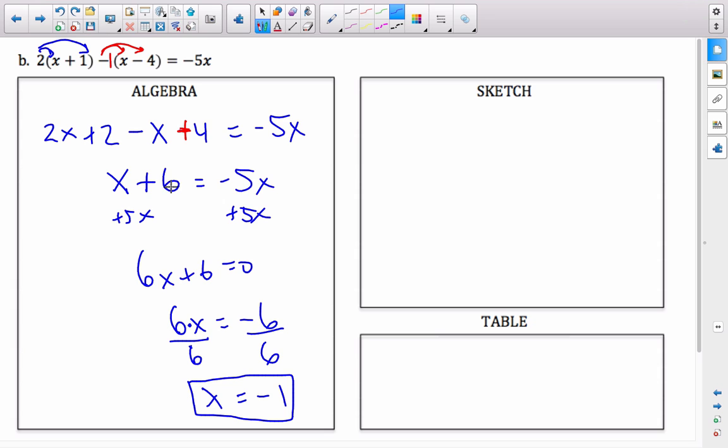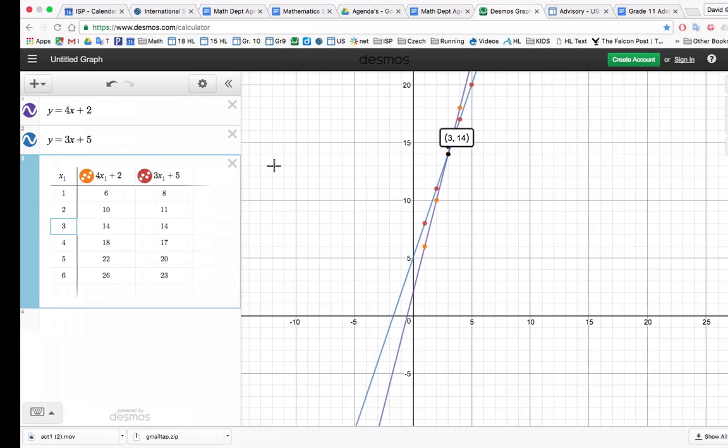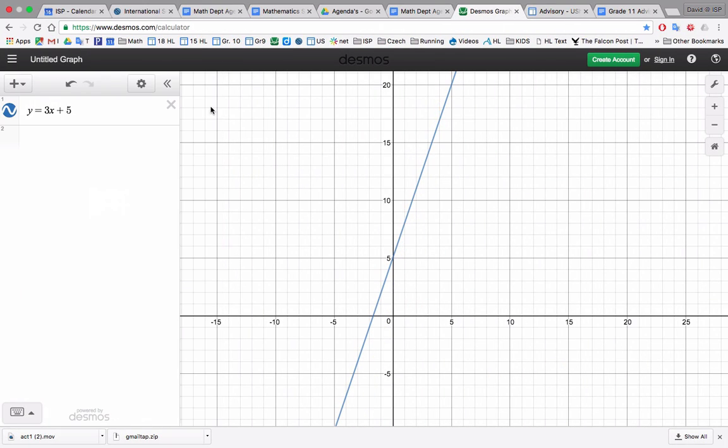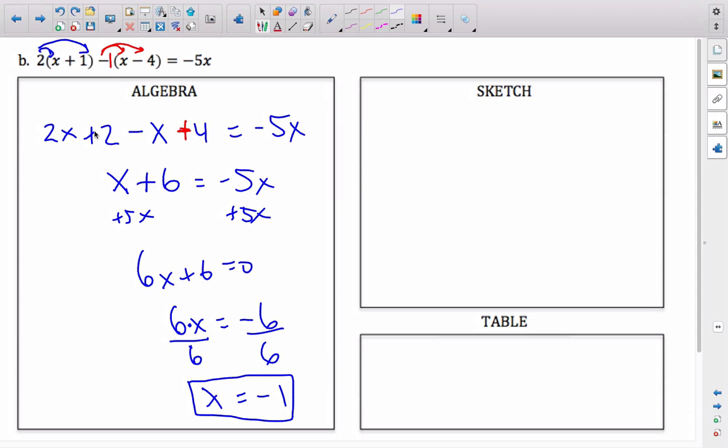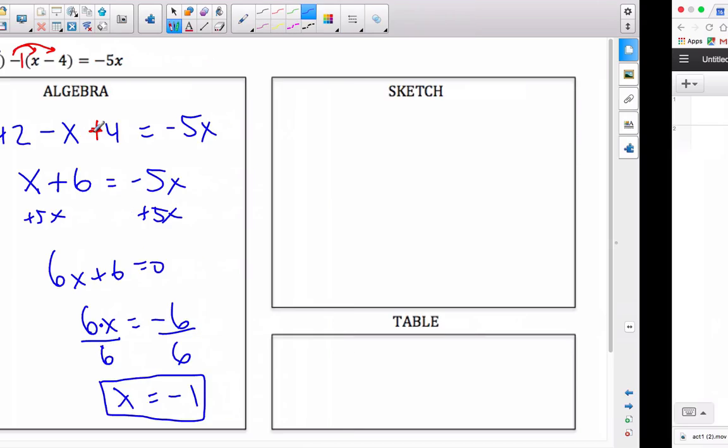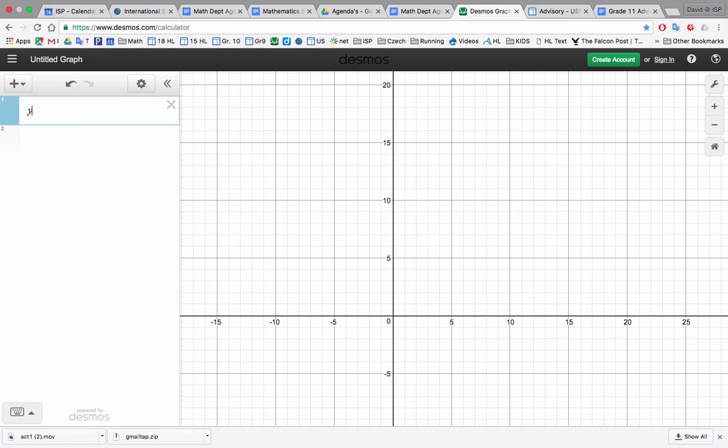And again, if we're going to do it graphically, we need to sketch this. I know what the one side is. That's easy. That's -5x. So y equals -5x. And the other one is y equals 2x plus 1 minus x minus 4.